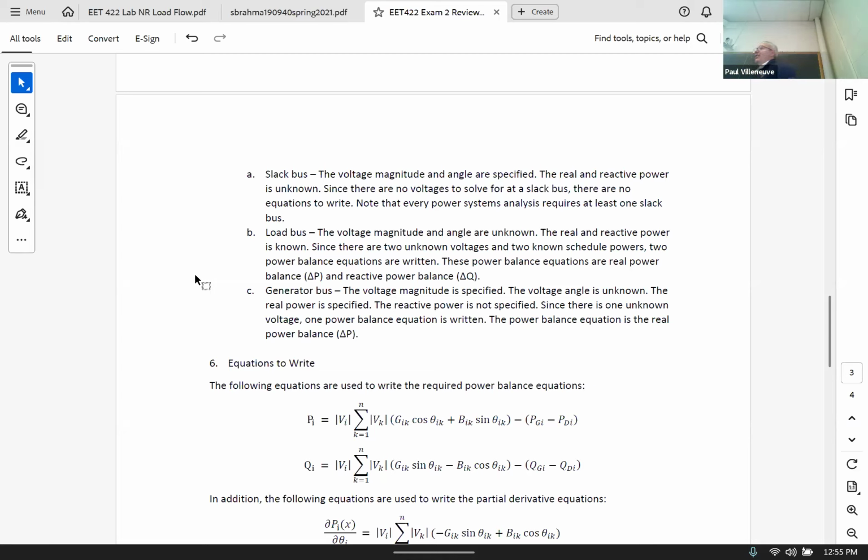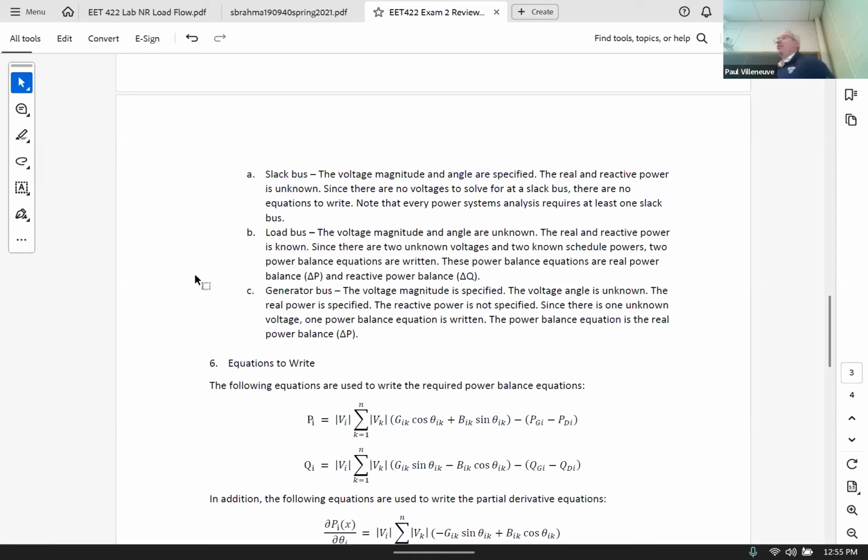A load bus, I don't know the magnitude and angle of the voltage at all. But that's okay because I can write a power balance equation, both the real and reactive power. As those variables are not known, I'll be able to check, are those correct at the PQ? Because I know what the power injected at those buses is supposed to be.